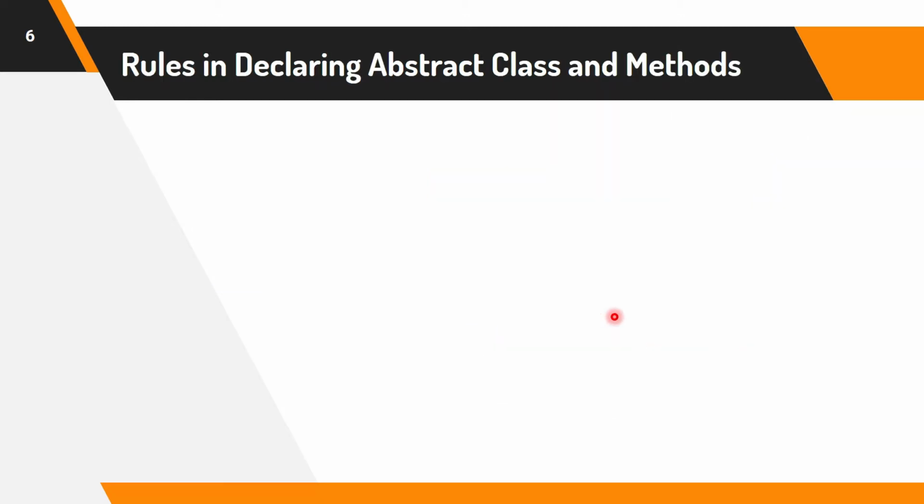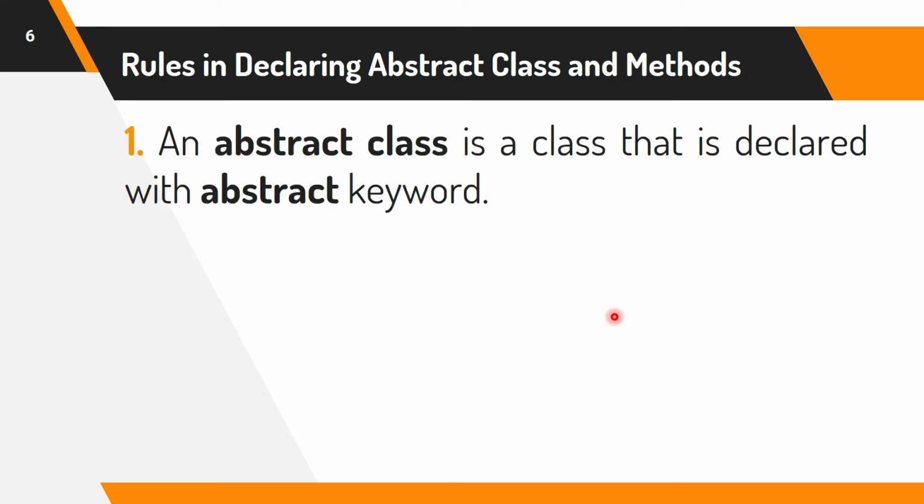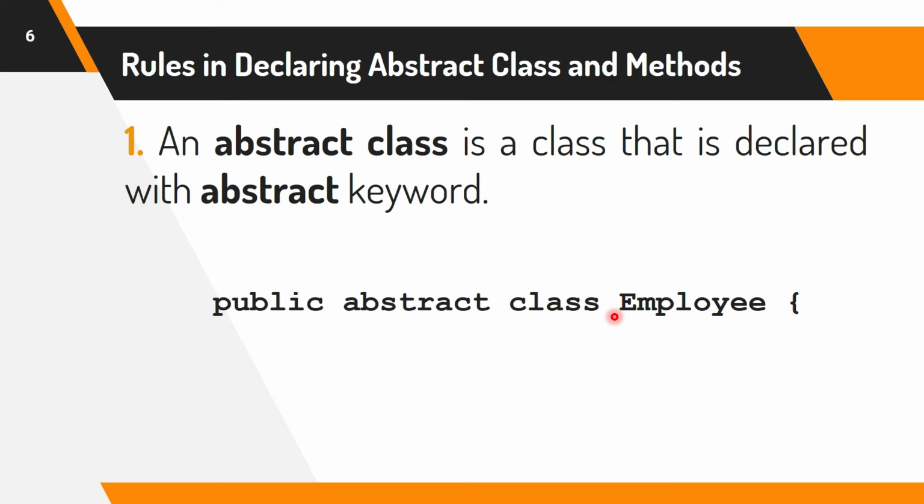We have rules in declaring abstract classes and methods. First, an abstract class is a class that is declared with the abstract keyword. We have the access modifier or specifier, followed by the keyword abstract, the class keyword, the class name, and open and close curly braces, and some code inside the class body.